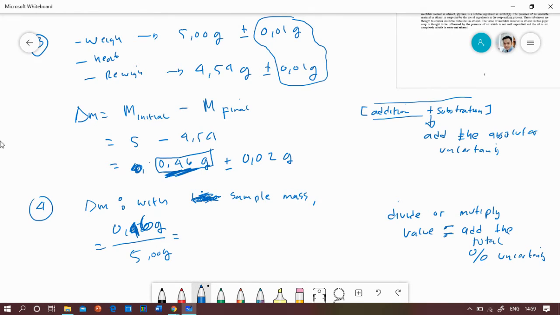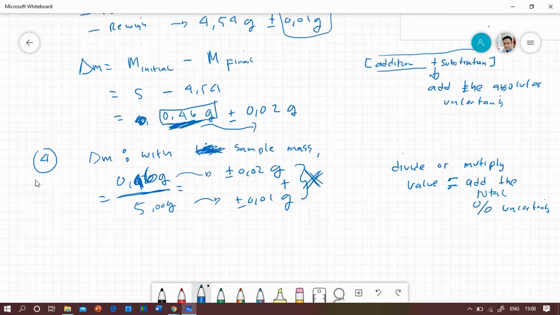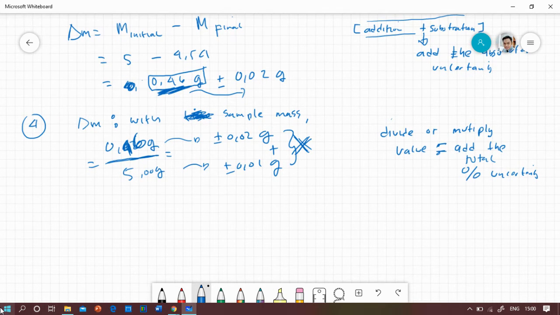Okay, so you cannot use, well, yes, we know if we generate one by one, the uncertainty of this guy over here will be plus minus 0.02. As you can see in here, the 5 gram, the uncertainty is plus minus 0.01 gram. You cannot add directly. Because this is a division. If it's subtraction or addition, yeah, you can just directly add. But if it's division, you have to find first the percentage uncertainty.